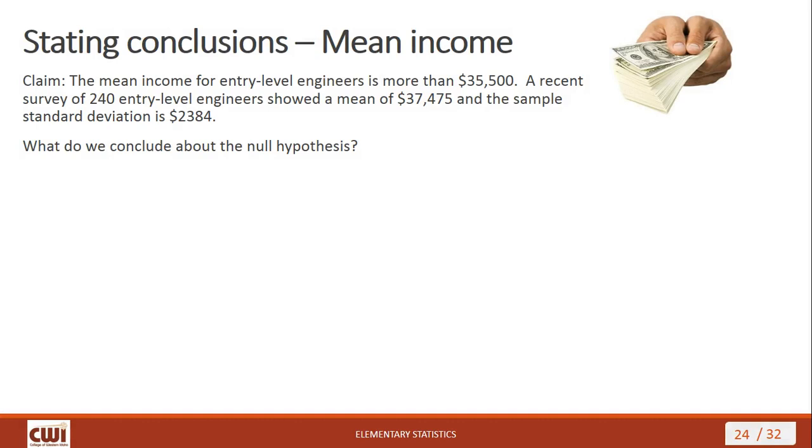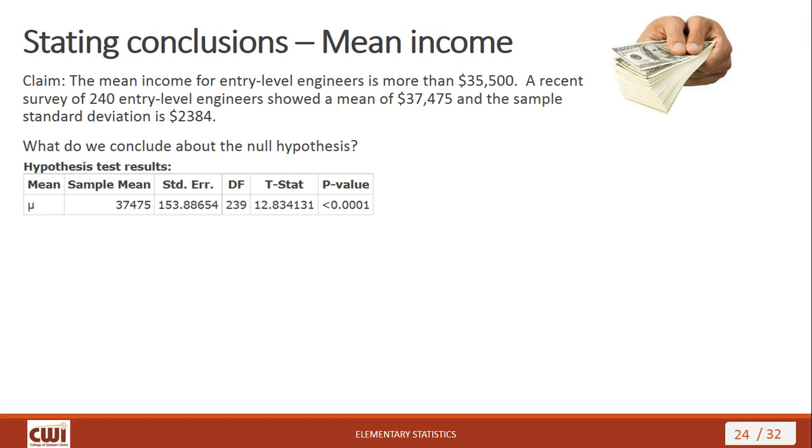Let's look at an example. Again, the mean income for entry-level engineers. So we have the claim, we have the sample data, they have the summary stats from the sample data, and so now we're asked to make a conclusion about the null hypothesis. Well, we run our hypothesis test and we get these results out in StatCrunch. So now what do we do to conclude our hypothesis testing? What conclusion can we make about the null hypothesis? Do we reject it or do we fail to reject it?